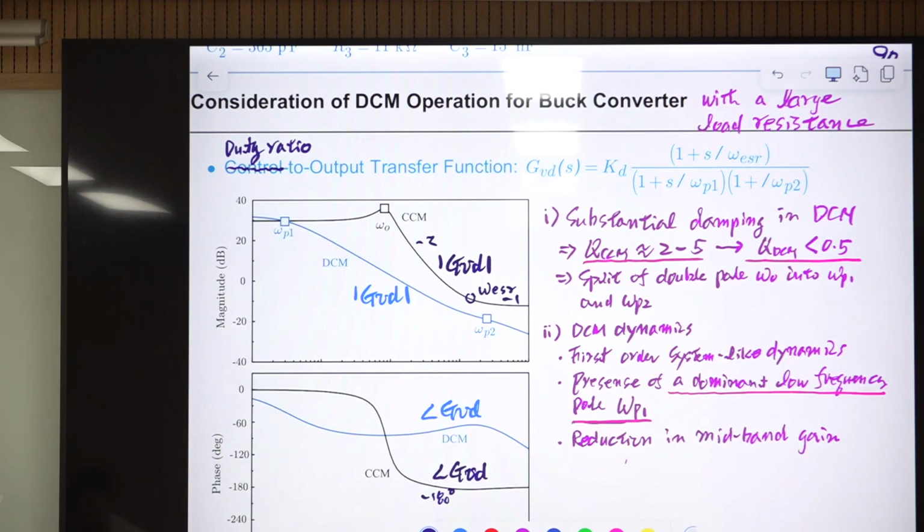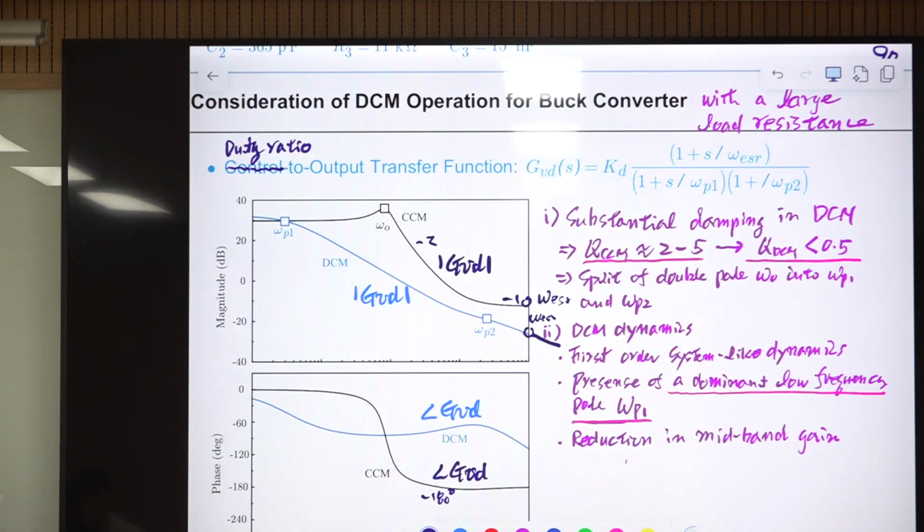Let me move this. Assume this omega ESR is occurring at higher frequency. Okay, so this is omega ESR. Then we have omega ESR here, and this will be something like this. Okay, and phase here is 0. Here at low frequency it is 0, but in this region, phase is -90 degree.